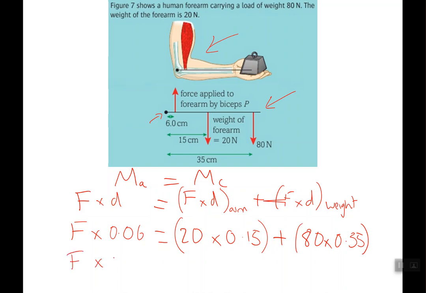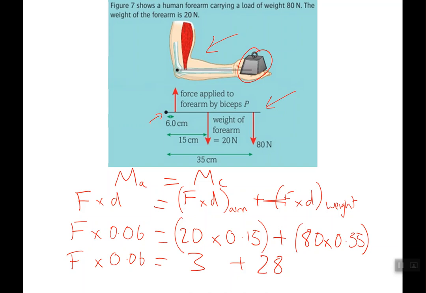Let's rewrite it once more. F times 0.06 is 20 times 0.15. So if you do 20 times 0.15 in a calculator, you get 3, plus 80 times 0.35, which is equal to 28. Now the moment caused by that weight that this person's holding is very, very large, because the distance is more than twice that of the other one, and the weight itself is 4 times as much. So it does look a massive amount.